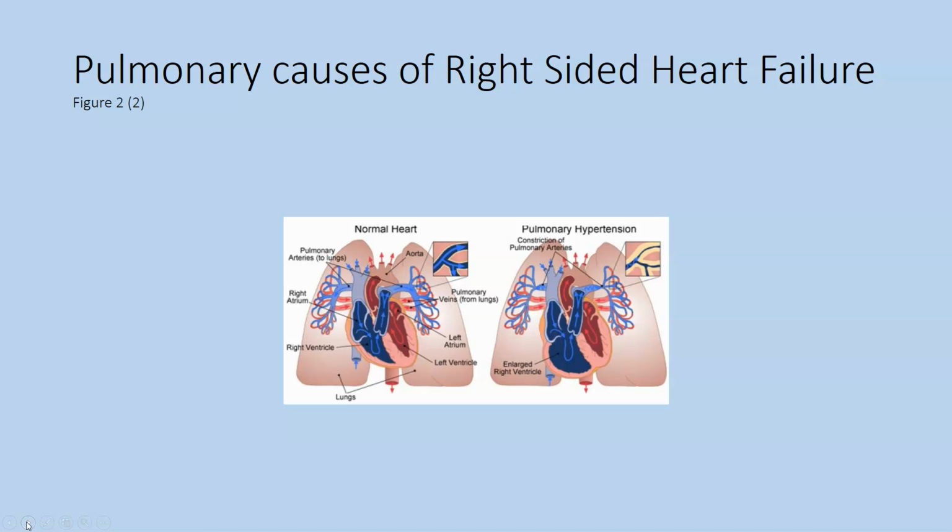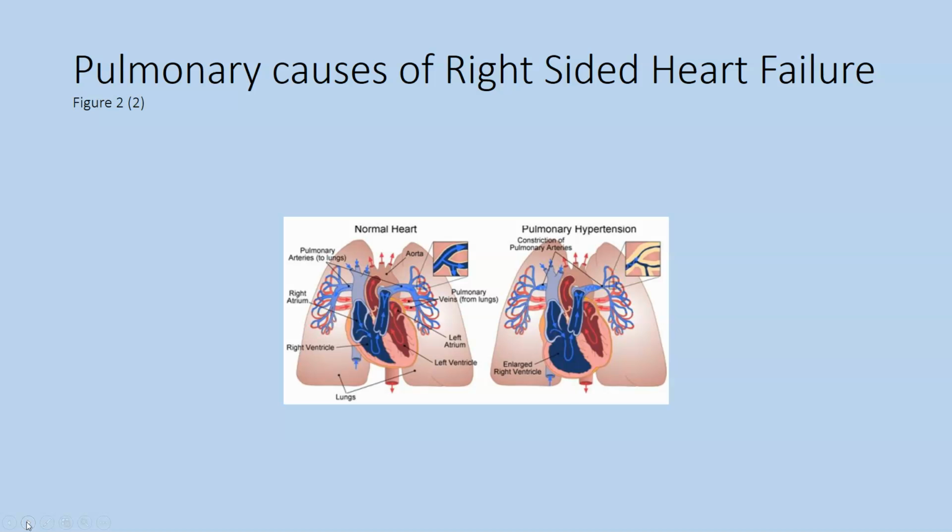Pulmonary hypertension can be caused by COPD, which is chronic obstructive pulmonary disease, or emphysema. And if any intrinsic or acquired pulmonary disease is the cause of pulmonary hypertension that causes the right ventricle to fail, it is known as cor pulmonale.